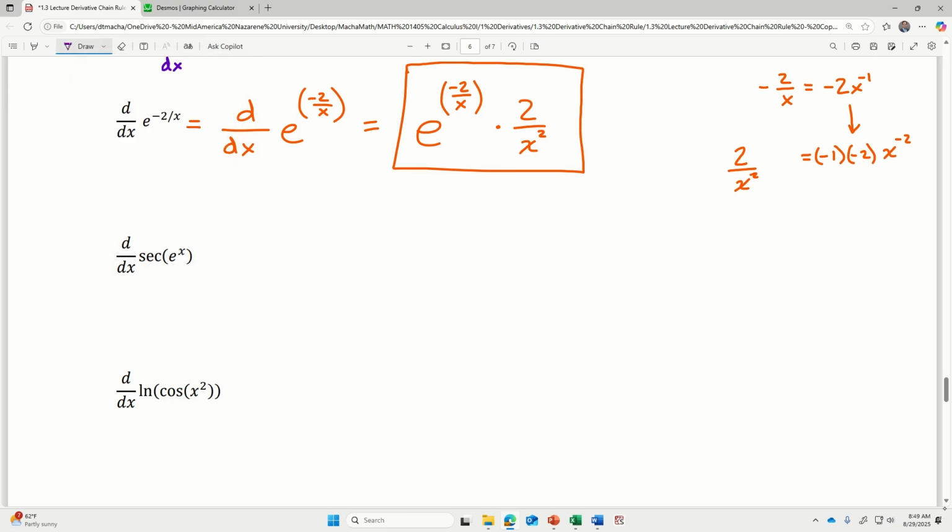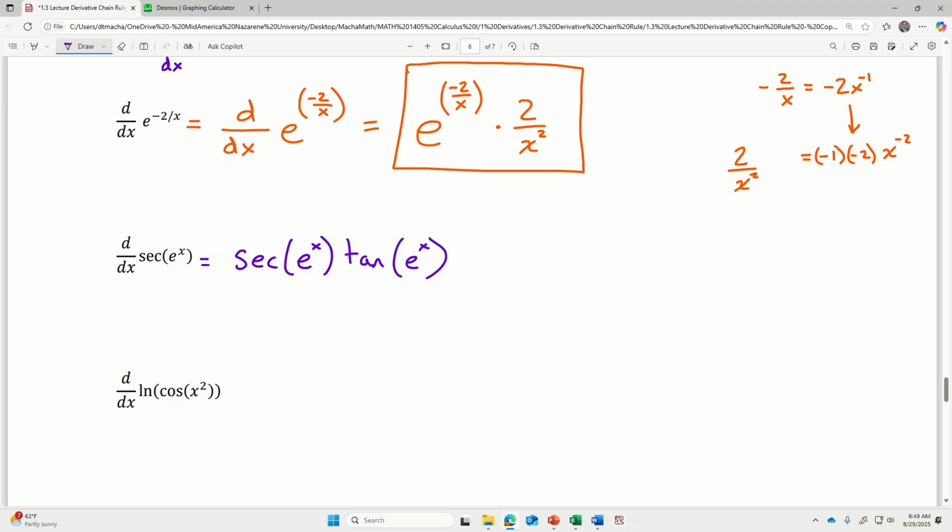Okay, we've got secant of e to the x. What's the outside function? Secant. What's the derivative of secant? Secant x times tan. Yep. The derivative of secant is secant times tangent. And this is important. This is the first time it's happened to us, where the derivative actually ends up with 2 arguments, and you've got to keep the inside function the same, not just one place, but both places.